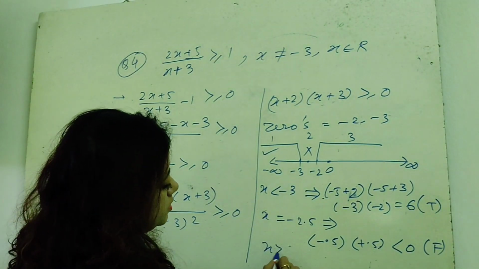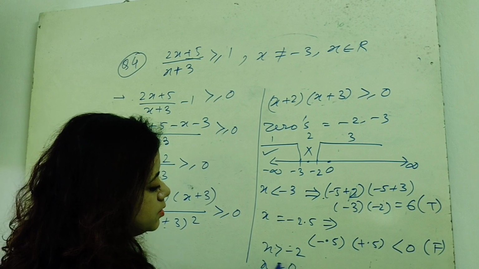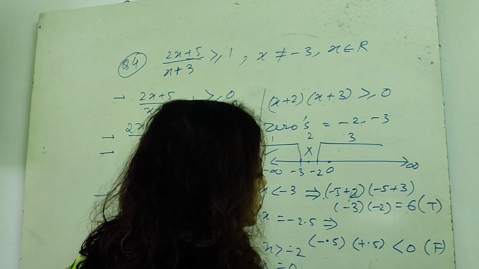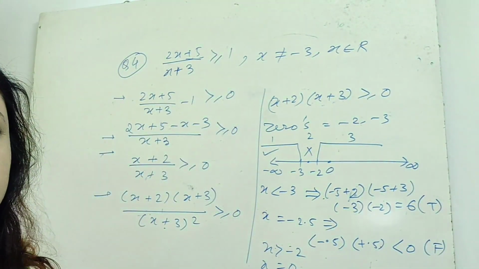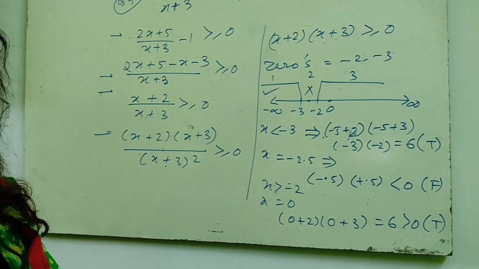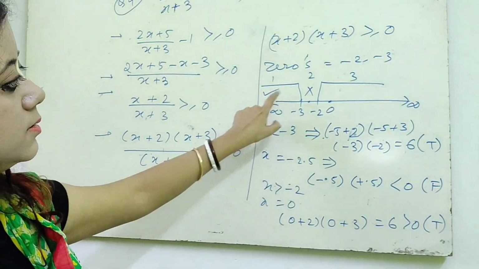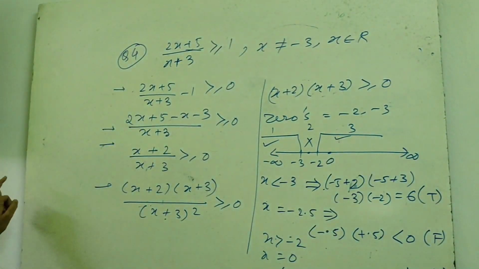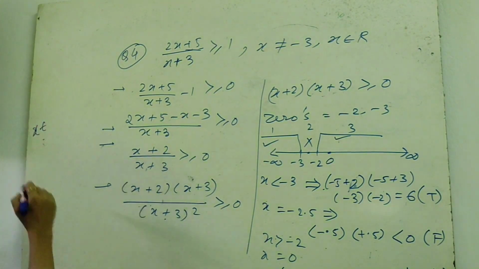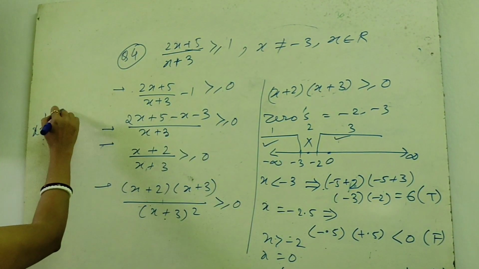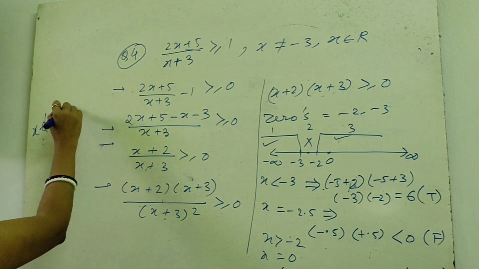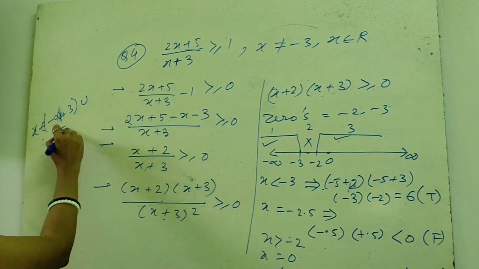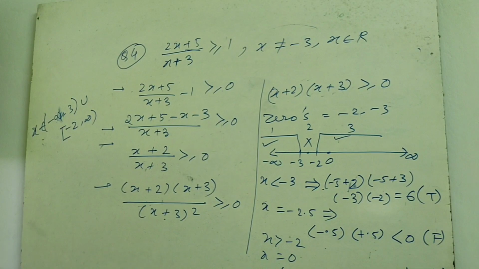Now let's take the values which are greater than minus 2. Suppose x equals 0. 0 plus 2 times 0 plus 3 equals 6, greater than 0. It is true. So this is right, this is cross, this is right. So the answer will be x belongs to minus infinity to minus 3, union, third bracket, minus 2 comma infinity.